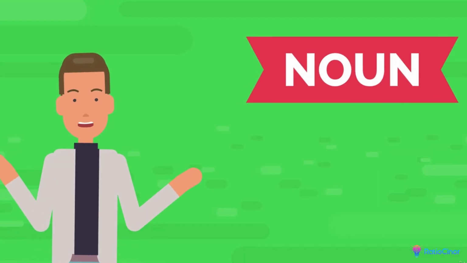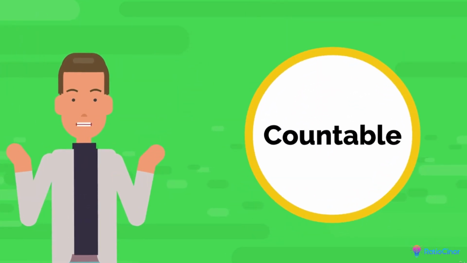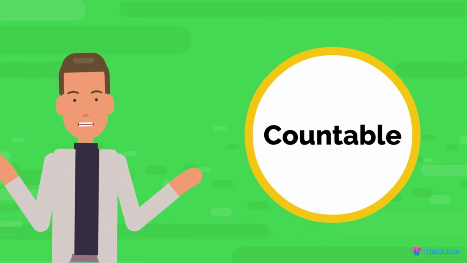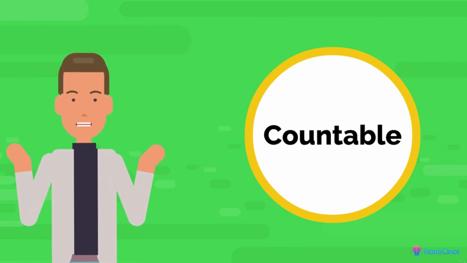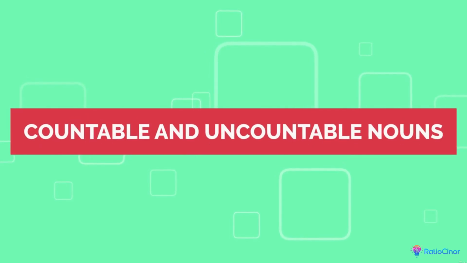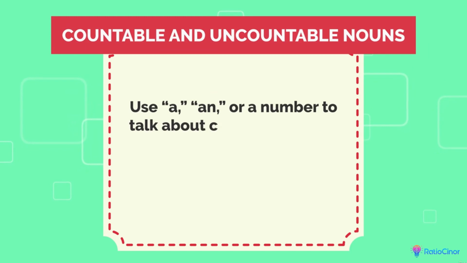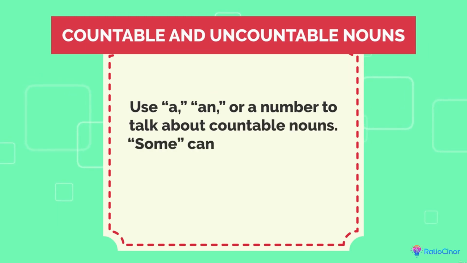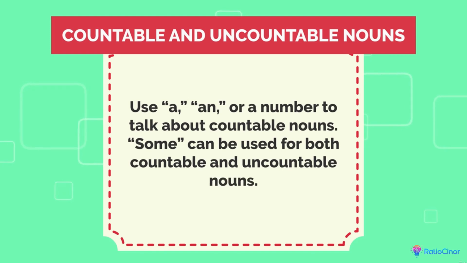Counting. In English, nouns can be countable or uncountable. Countable nouns can be individually counted. Objects that can't be separated and counted are uncountable. Countable and uncountable nouns: use a, an, or a number to talk about countable nouns. Some can be used for both countable and uncountable nouns.